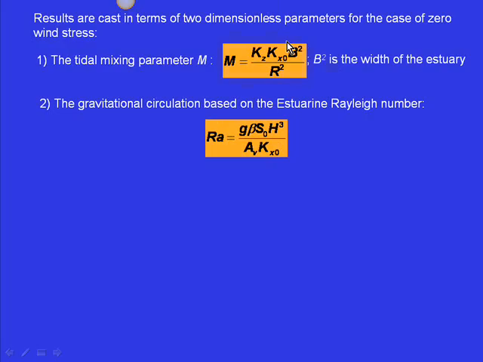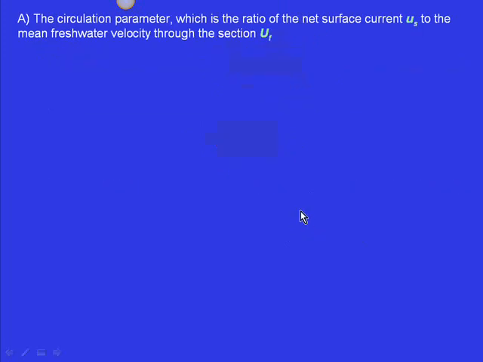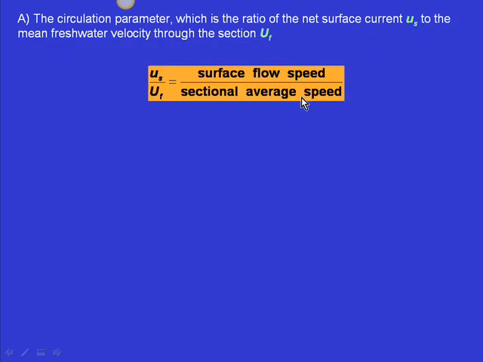Okay. Those parameters have too many other variables, so we can use surrogates to characterize the estuary, and those surrogates will be what we call the circulation parameter. The circulation parameter is the ratio of the net surface current to the mean freshwater velocity through the section. So that's the ratio. What range of values do you think you can get from that? Can you imagine what we mean here?